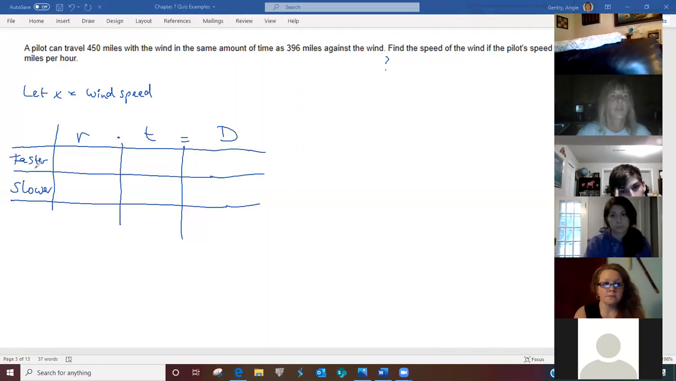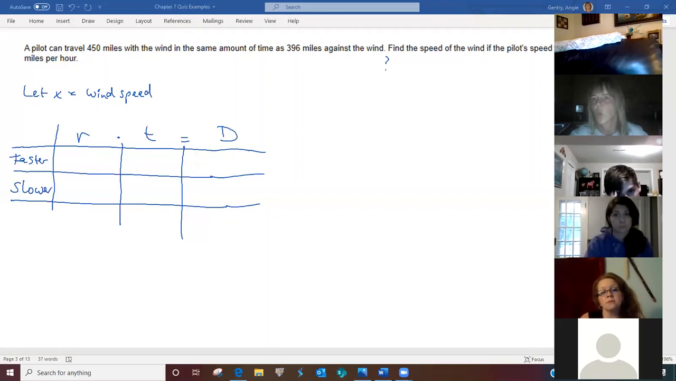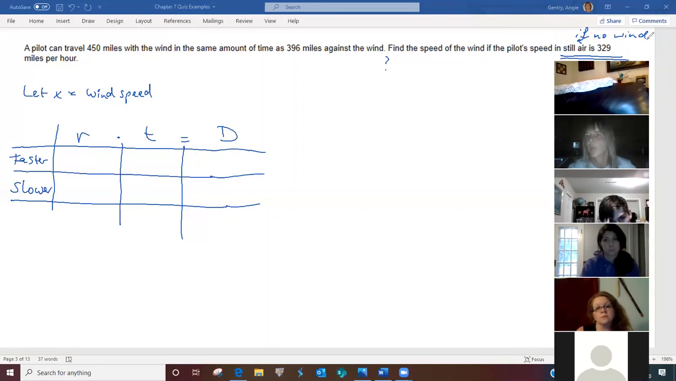So do you agree the faster is going to be what he can do in still air? This means what can the plane do if there's no wind at all. If there were no wind at all, then it would fly 329 miles per hour. So faster, I'm going to go 329 miles per hour plus the wind speed because the wind is pushing me forward. And the same exact concept is if you're rowing a boat, the current is pushing you or helping you.